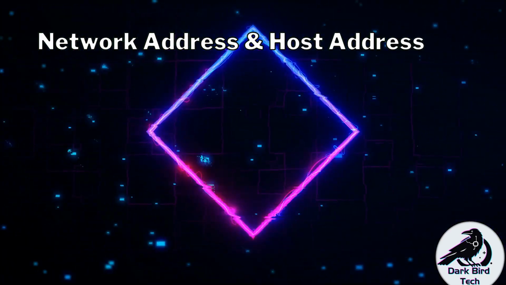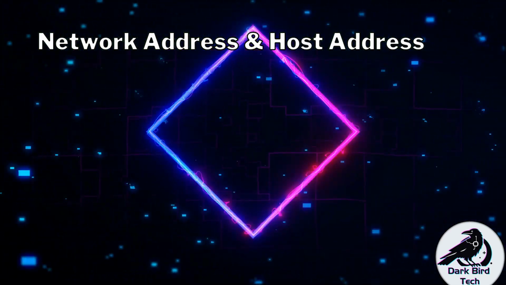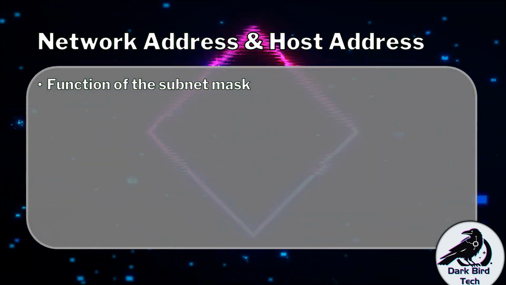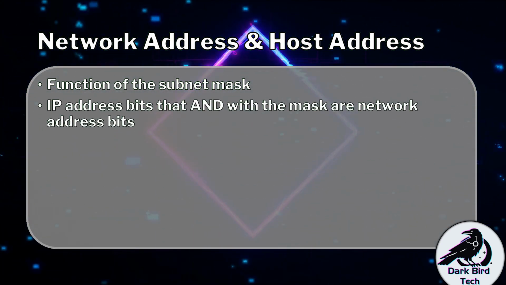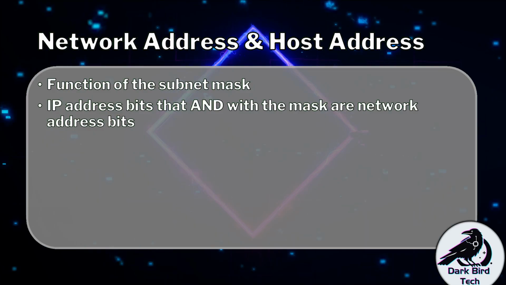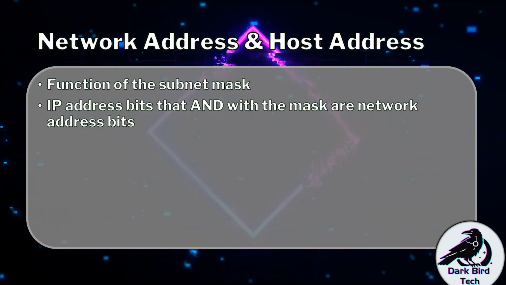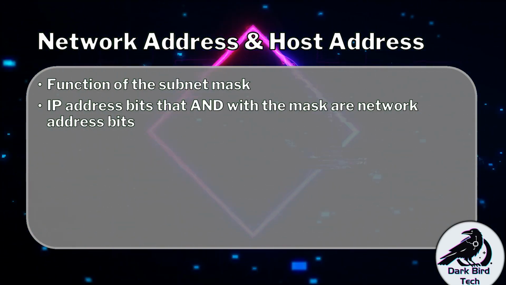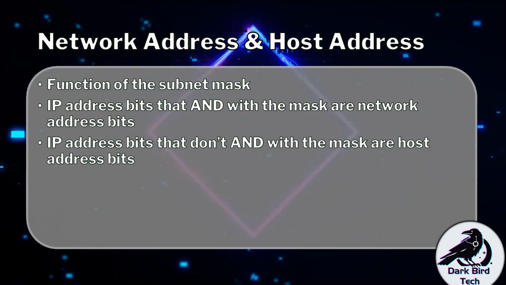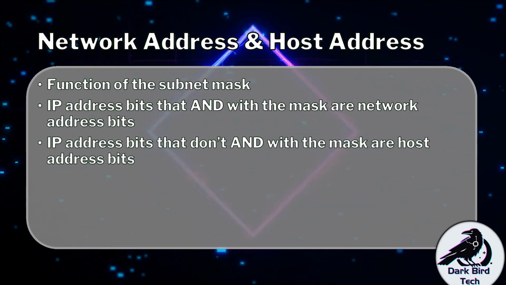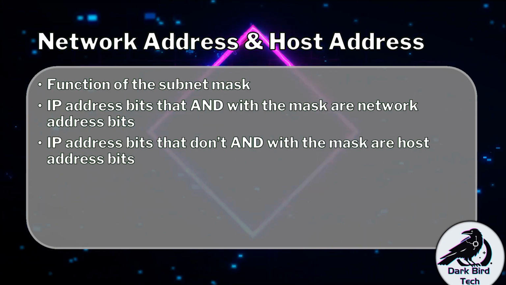So the network address and host address portions of an IP address is the purpose for the subnet mask. What happens from a technical perspective is the IP address bits that logically AND with the mask are going to be network address bits. The IP address bits that don't AND with the mask are going to be part of the host address bits.